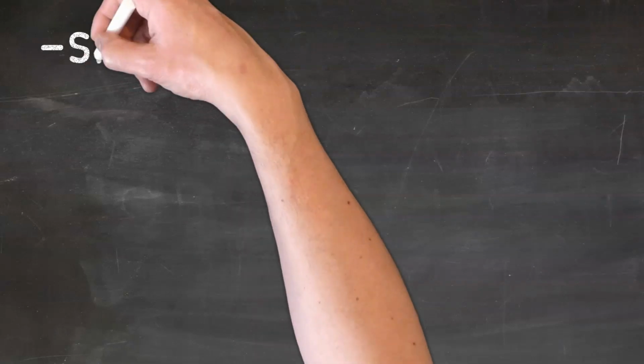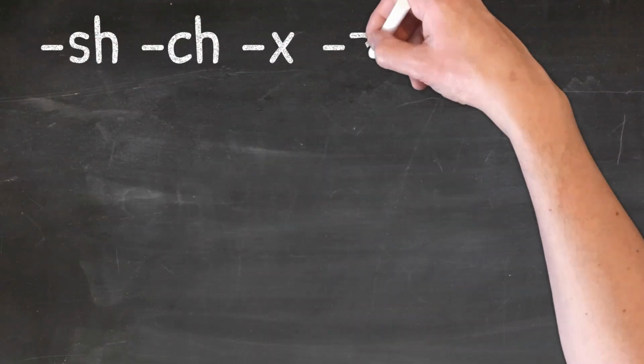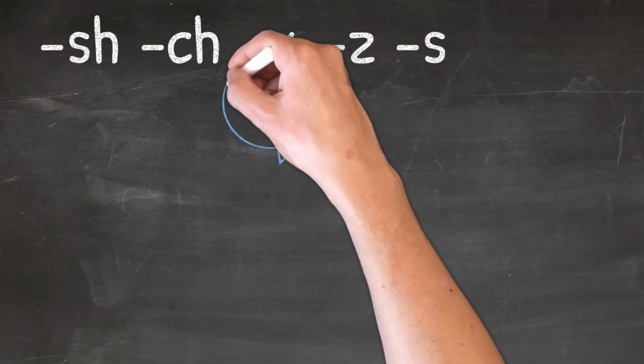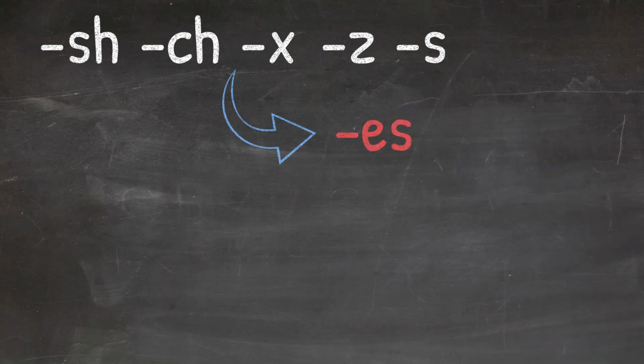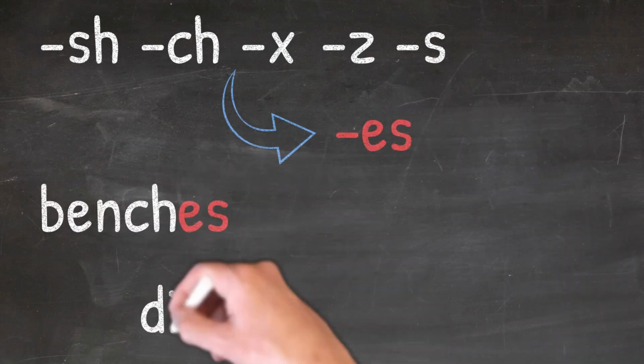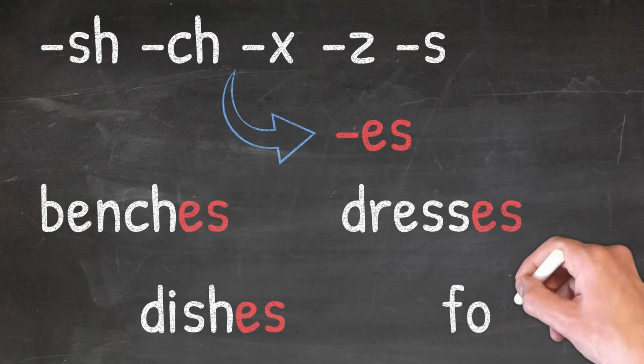Nouns that end with sh, ch, s, x, or z add es to the end, just like benches, dishes, dresses, and foxes.